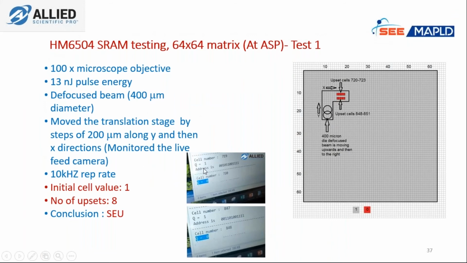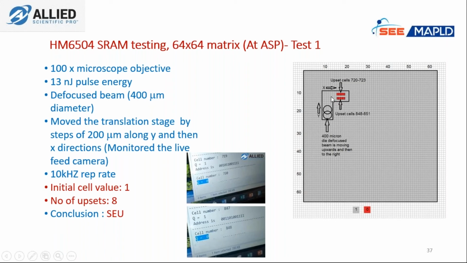And here you can see the result. We started by using the 100 times microscope objective, and we had a 13 nanojoule pulse energy. You may ask why the pulse energy is so large for SEU. It's because the beam is quite broad, about 400 micron in diameter. So if you scale it back to a 5 micron or 1 micron diameter, the energy would be of the order of picojoules.